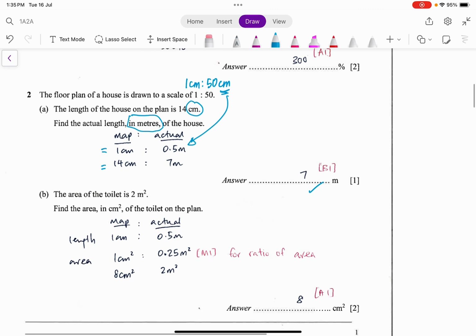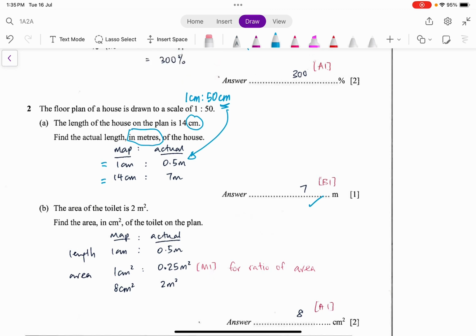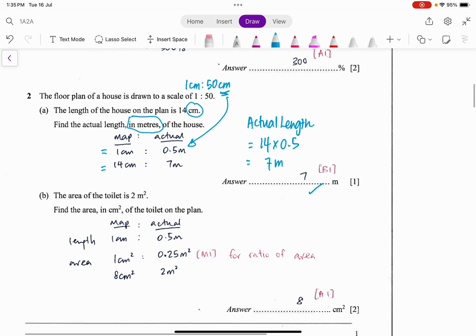In terms of presentation, this is again, I'm telling you, this is called the marking scheme. It's not the actual model answer. So you should learn to write it properly. Writing actual length equals 14 times 0.5 meter, 7 meters. Like that, then presentation no problem.